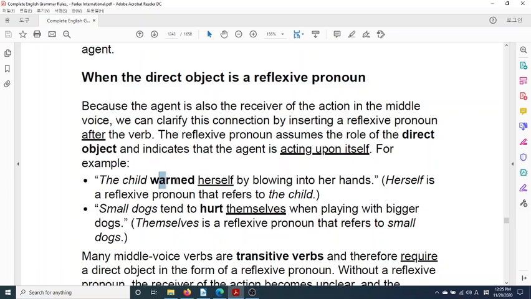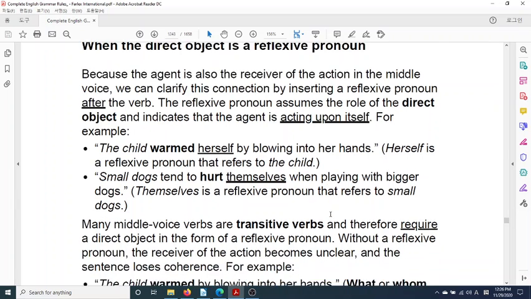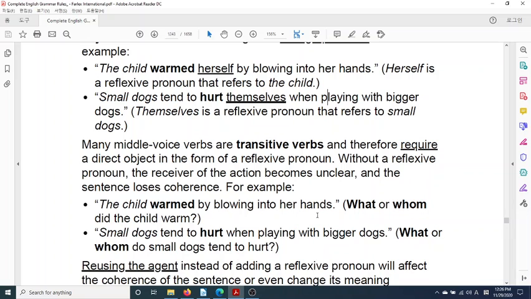The child warmed herself by blowing into her hands. So she's the subject and the object and the agent. Small dogs tend to hurt themselves when playing with bigger dogs. So small dogs are the subject and object and the agent. Many middle voice verbs are transitive verbs and therefore require a direct object in the form of a reflexive pronoun. Without a reflexive pronoun, the receiver of the action becomes unclear and the sentence loses coherence.